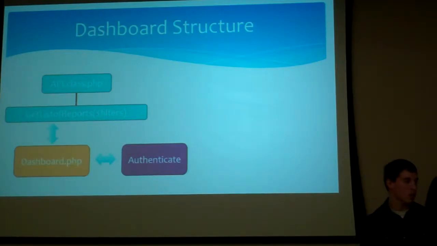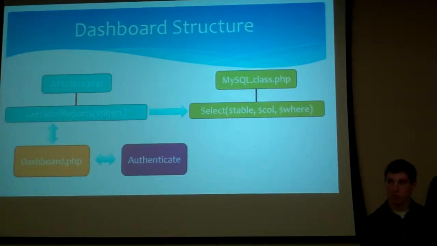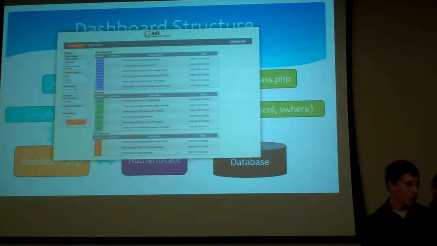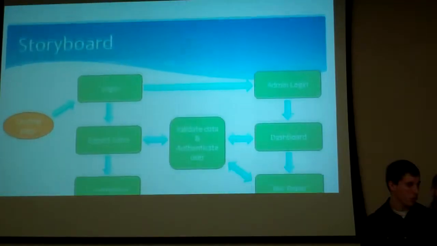The next thing is we have our API class, like I said, and it has a function get list reports where you're going to have filters you can put in. Those are going to be our search parameters later on. And that function is going to call our MySQL class, which will have a function for actually selecting from our database tables. And then that will just interact with our database. And so that's how we're going to get that information there.